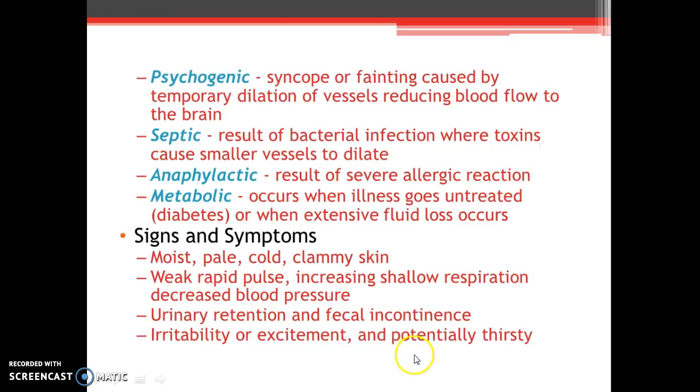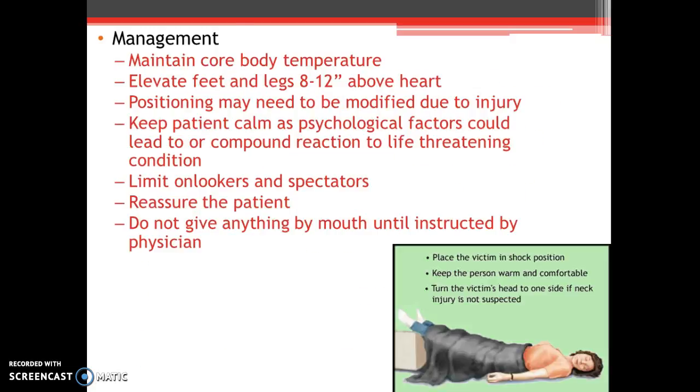Signs and symptoms of shock, obviously important, so I do want you to know those as well. Moist, pale, cold, clammy skin, weak, rapid pulse. This is where it's really important that we know how to take a pulse, and increasing shallow respiration and decreased blood pressure. Really important we know how to take those. And obviously you can see the other signs and symptoms.